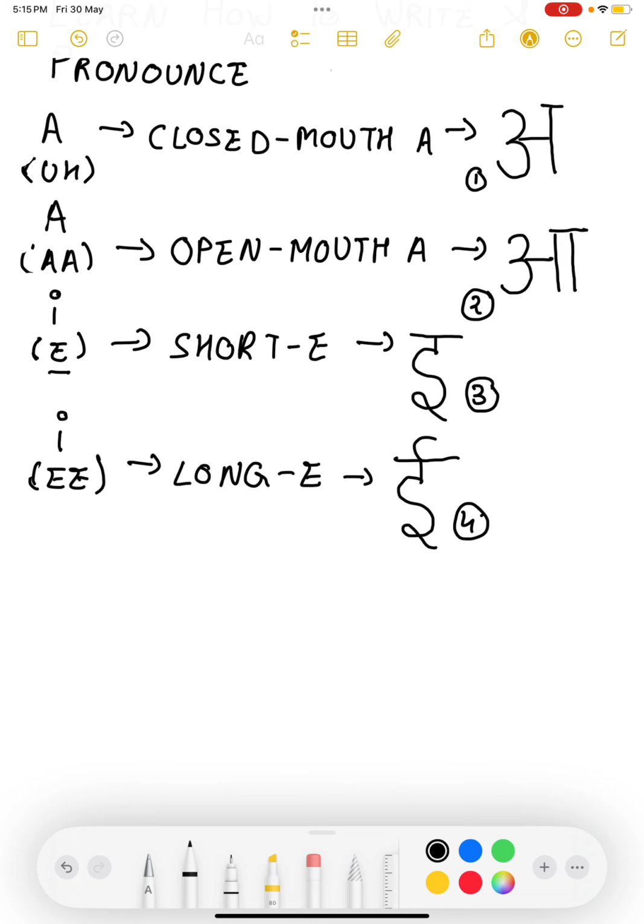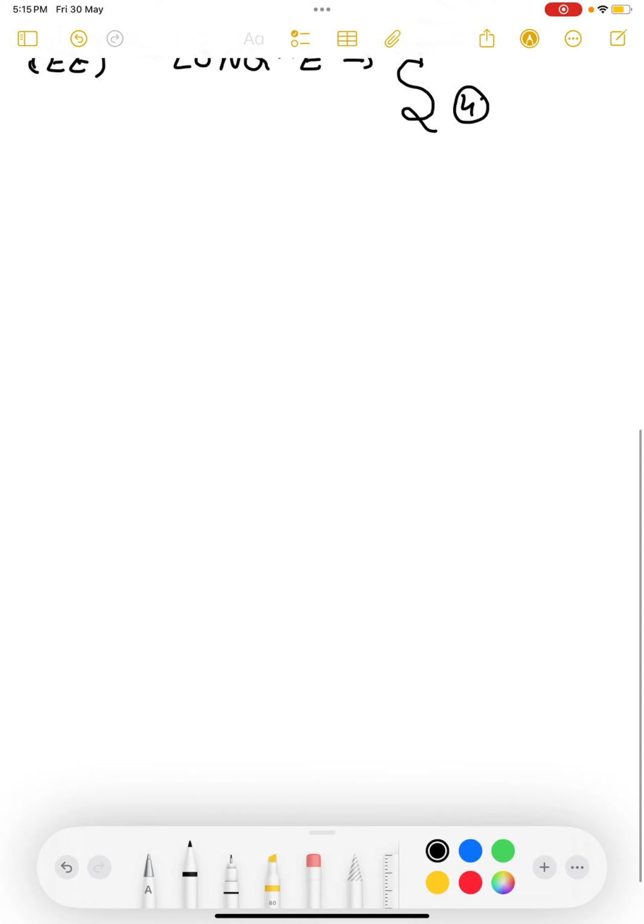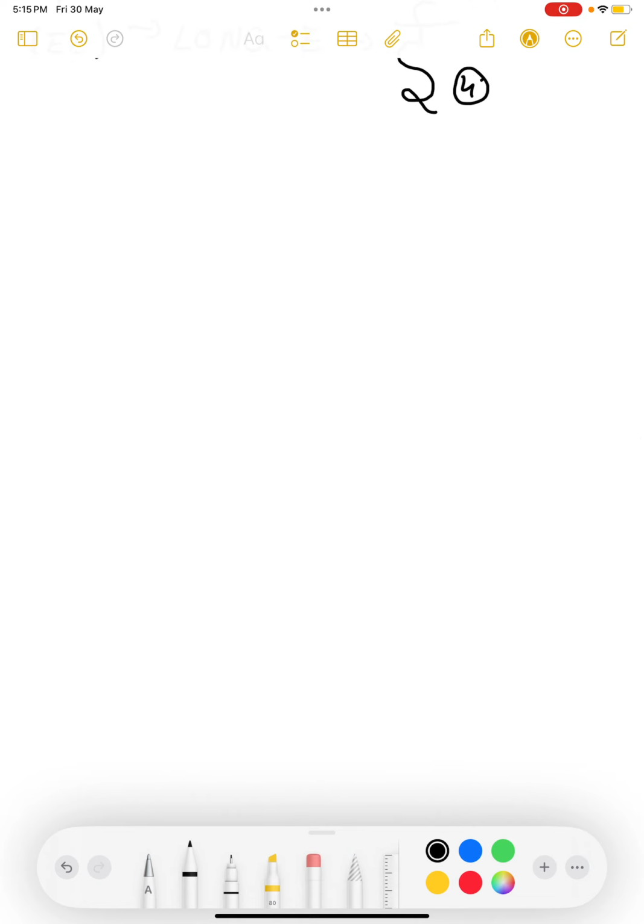Okay, let's go to the fifth one now. The fifth one is U. It's like a short U sound, like a double O. Short U. Not a very long one, but a short oo sound. Let's see how it's written in the script.